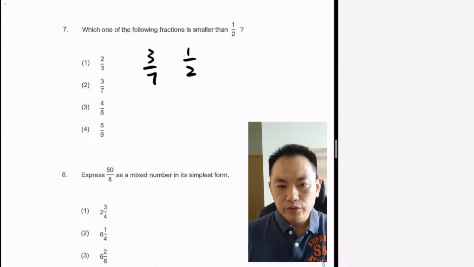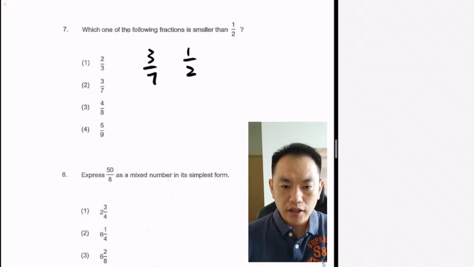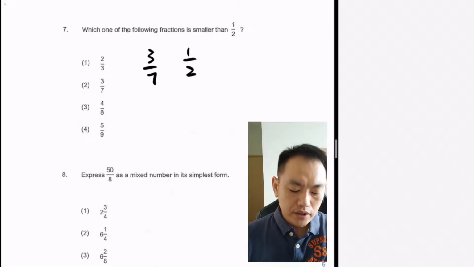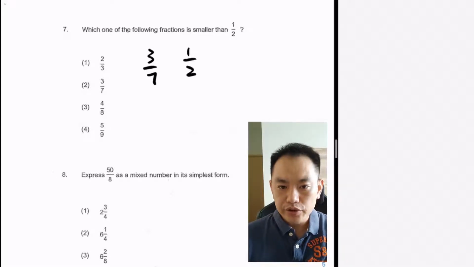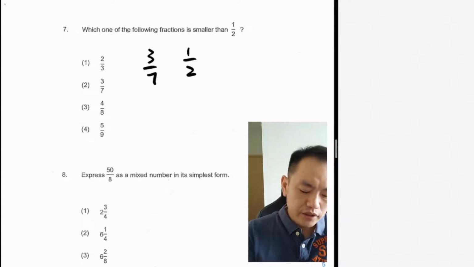Okay, so when you want to do a comparison, you need to make sure the denominator is the same. So between 7 and 2, what is the common multiple? Okay, so 7 is a prime number, 2 is also a prime number. So when you want to look for common multiples, basically you times the two numbers together. So 7 times 2 equals 14. And then here is also 14.